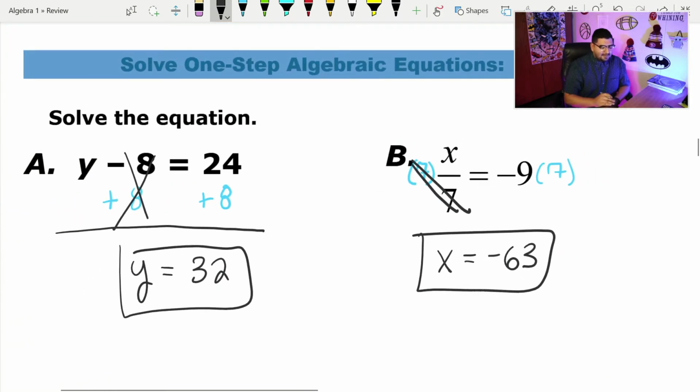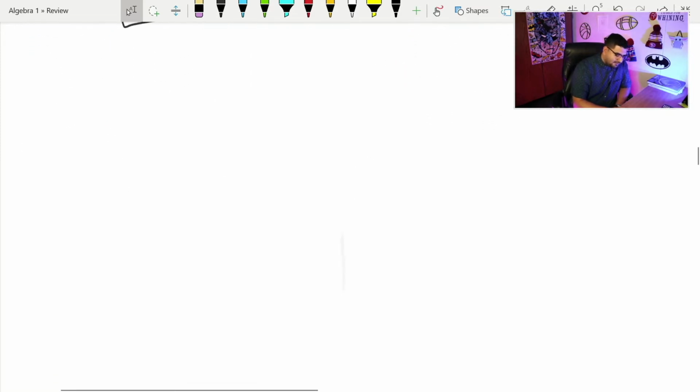So here we have an example of what happens when we see a one-step equation where subtraction is what's going on in the problem. Example B was an example of what's happening when they're dividing. But when they're subtracting, we add. When they divide, we multiply. Now let's look at another one.